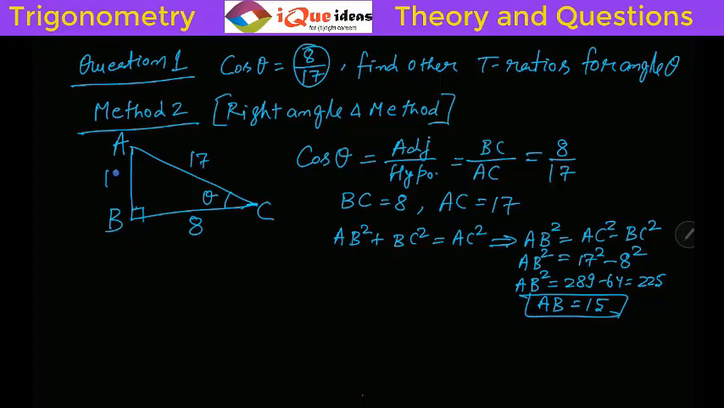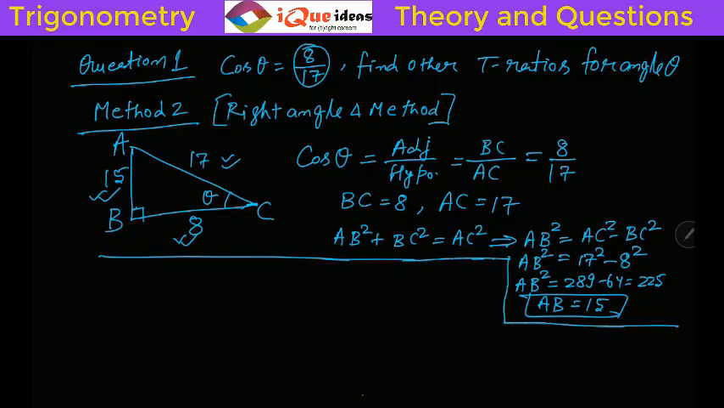So if I put AB equal to 15 here, now we have the values of all the three sides. Using the values of all the three sides, we can find every other trigonometric ratio. For example, for this angle theta, let's say sine theta. Now what will be sine theta? Sine theta will be opposite upon hypotenuse. Opposite side is 15, hypotenuse is 17.